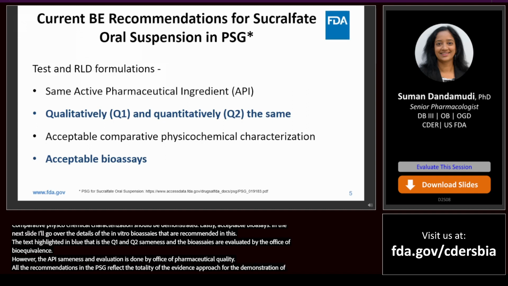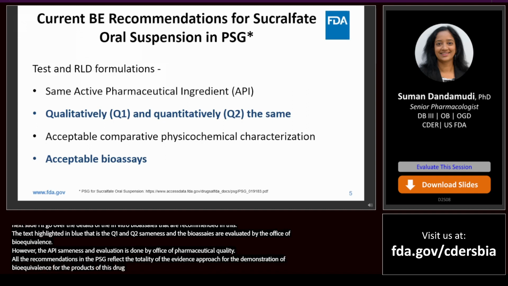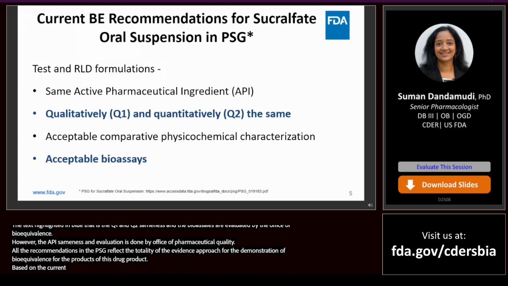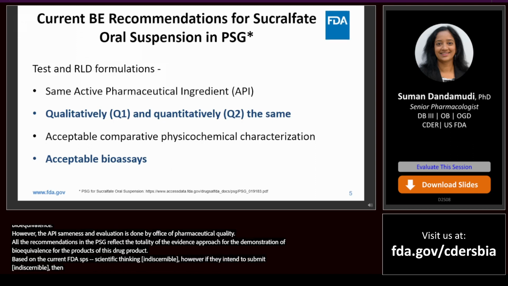Based on the current FDA scientific thinking, in vitro testing is considered appropriate for the generic version. However, if any applicant intends to submit alternate methods to demonstrate bioequivalence, then the agency will evaluate these methods on the case-by-case basis.